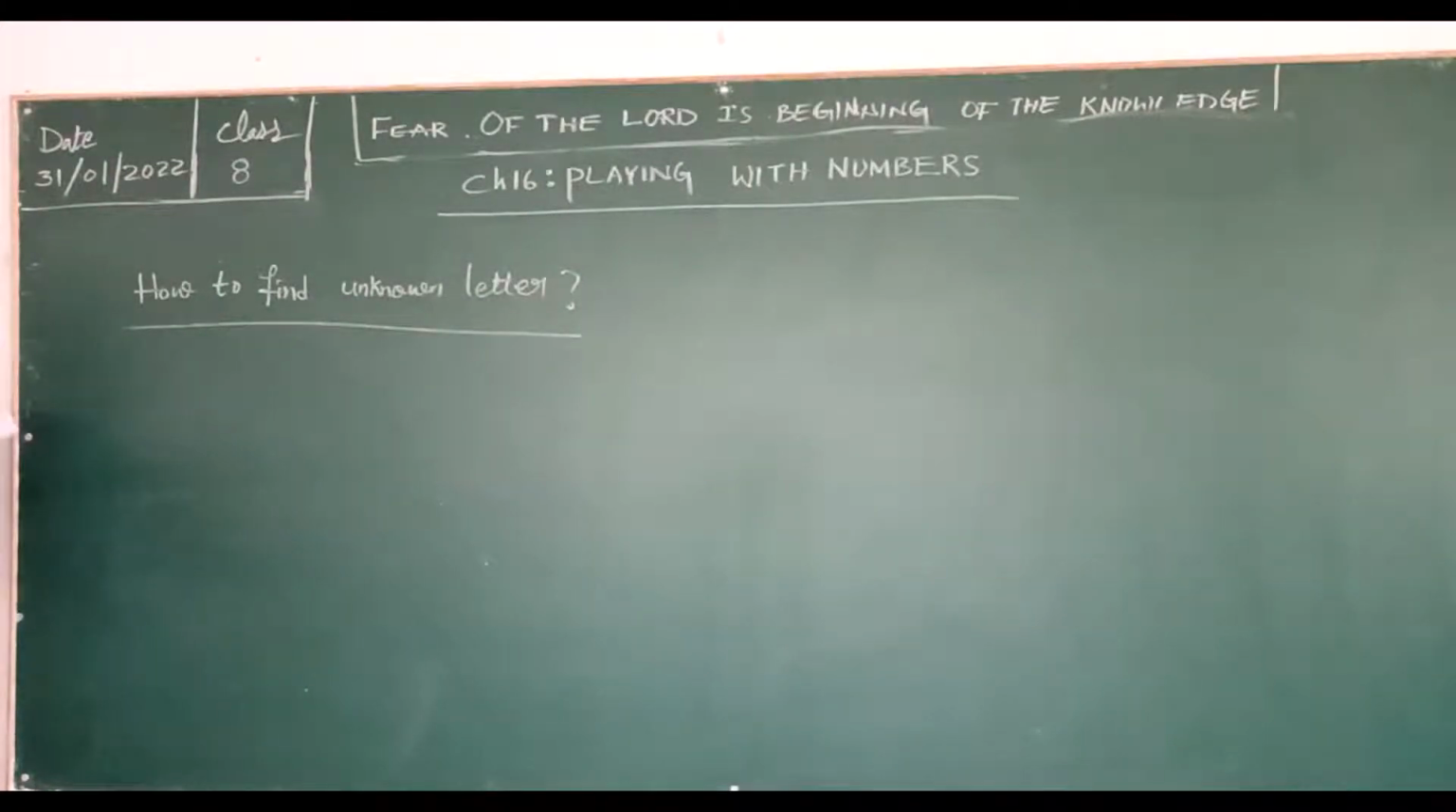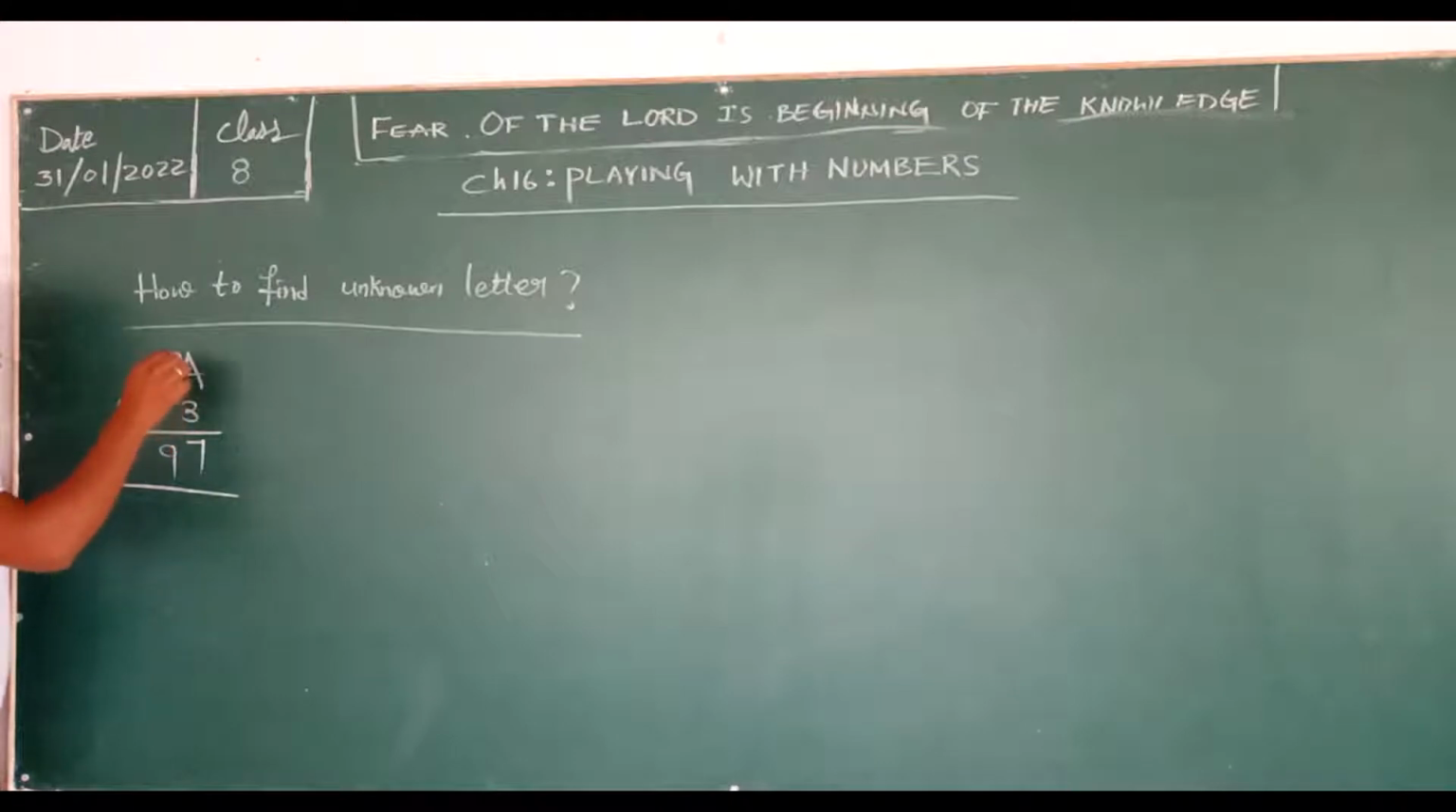There is one number given in this way. For example, let's see here: 9A, and here 3 is given, and this part is 97, with a plus symbol given. What should be my A? Do you understand? This is your question. They give it to you like this: 9A plus 3 gets 97. What should this A be? Can anyone tell?